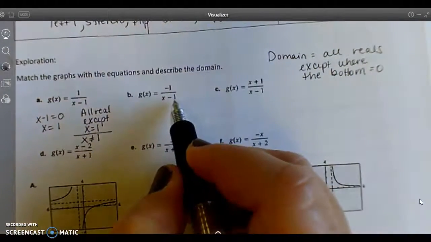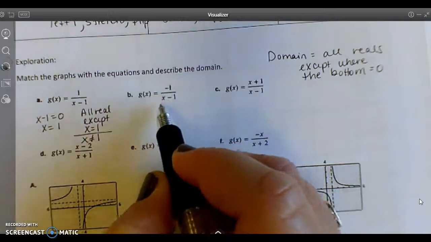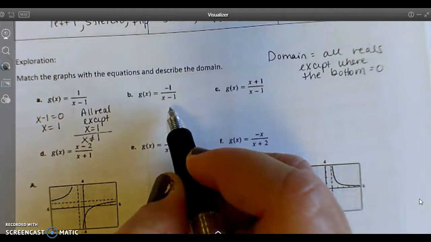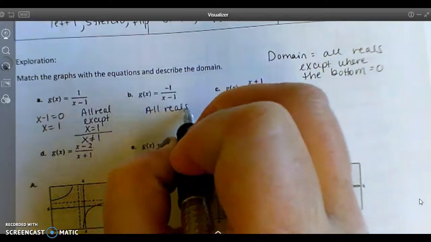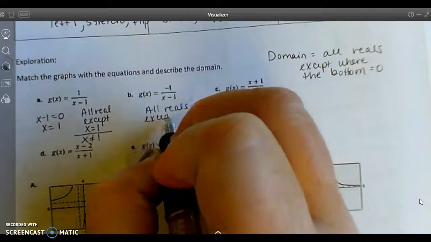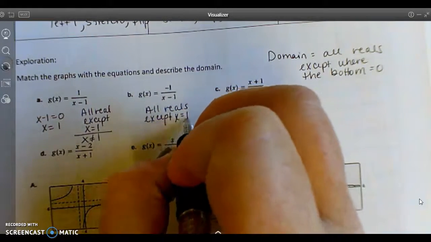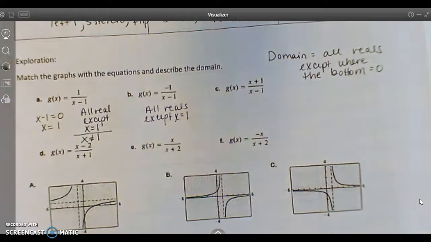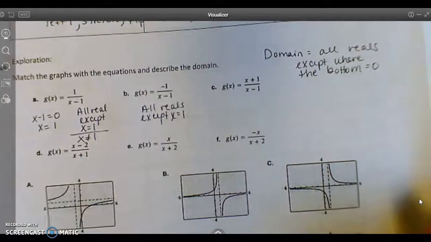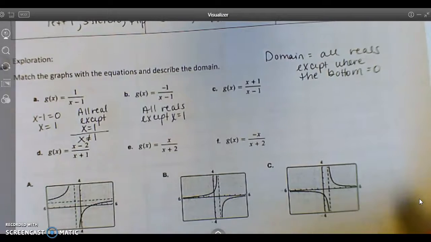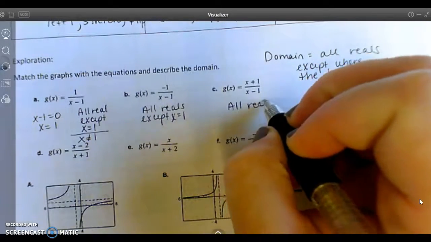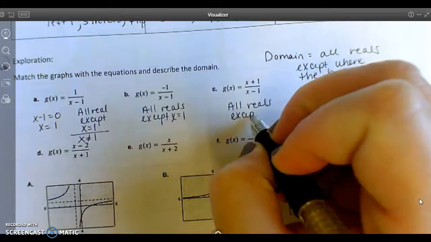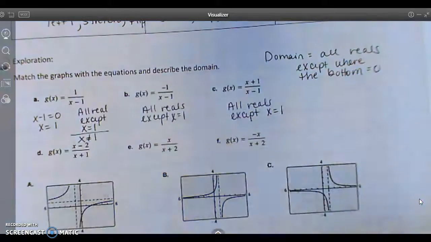Alright, so looking at this one, we're setting the bottom equal to 0 again. We still get 1. So this one's all reals except x equals 1. C is exactly the same again. They won't all be like this. All reals except x equals 1. Okay?